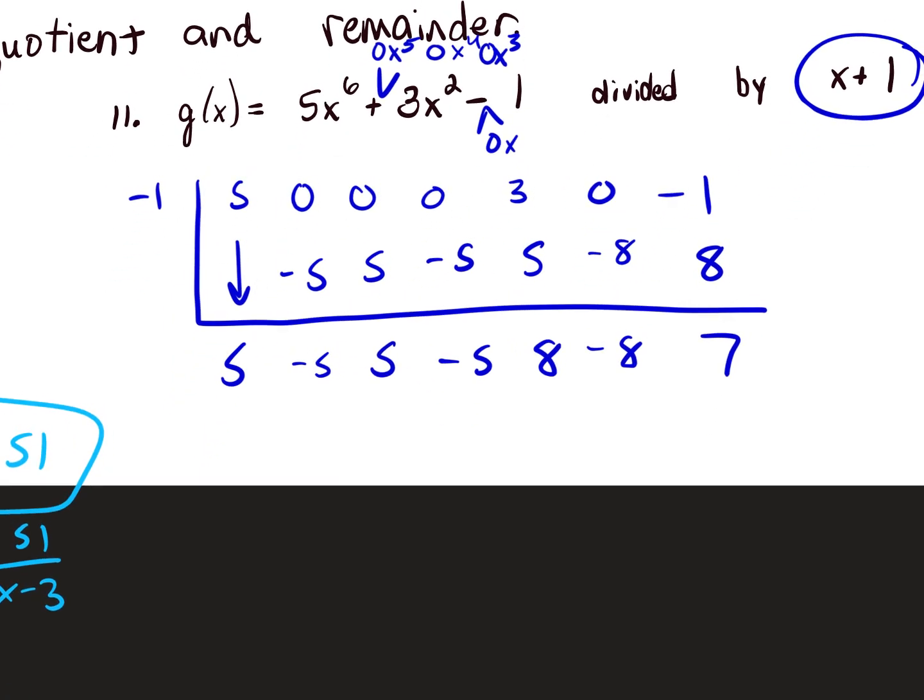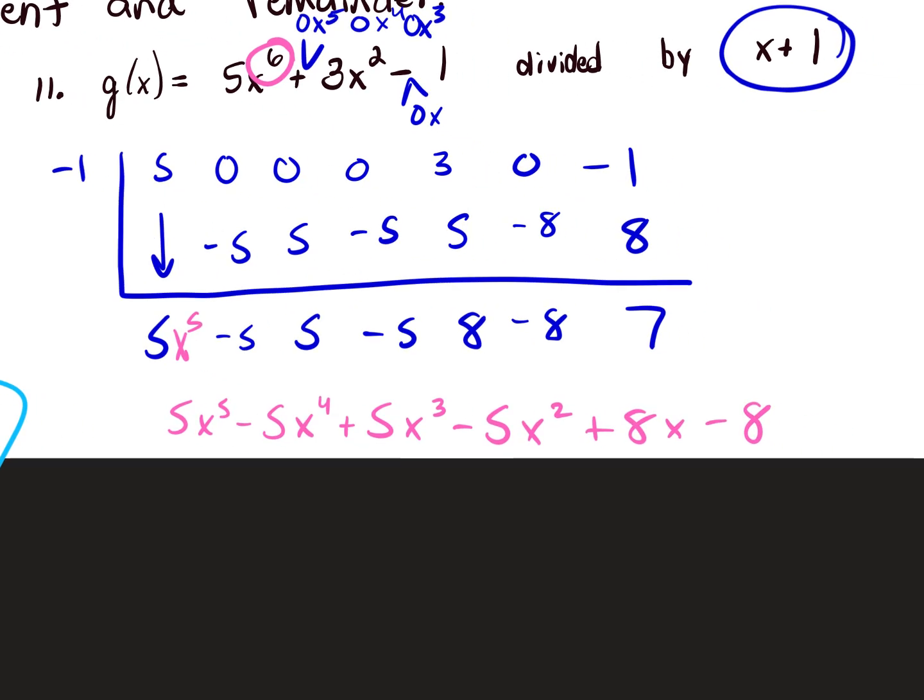All right, if our question starts with x to the 6th power, what's our answer going to start with? X to the 5th power. So we have 5x to the 5th power minus 5x to the 4th power plus 5x to the 3rd power minus 5x squared plus 8x minus 8, remainder 7.